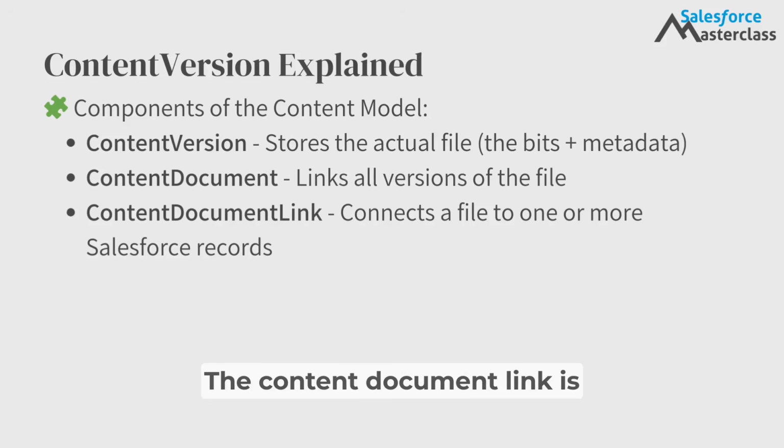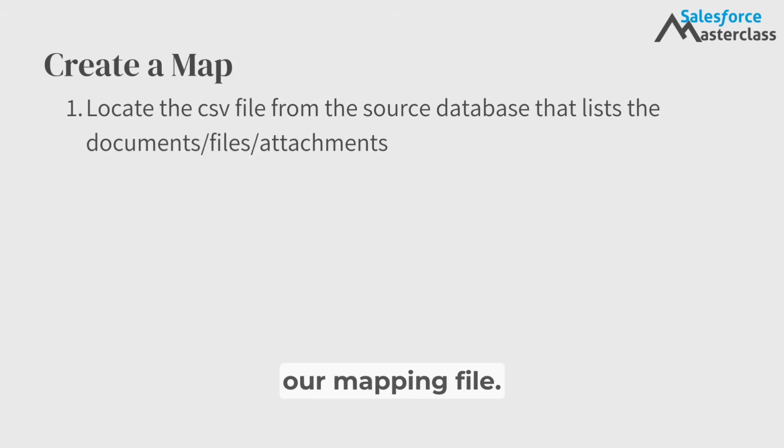The content document link is also created if you mapped in the first published location ID field during the file insert. This links the file to another record, like an account, opportunity, etc. If you omit first published location ID, the file is uploaded to your private files and can be linked later using the content document link object. Let's get started creating our mapping file.